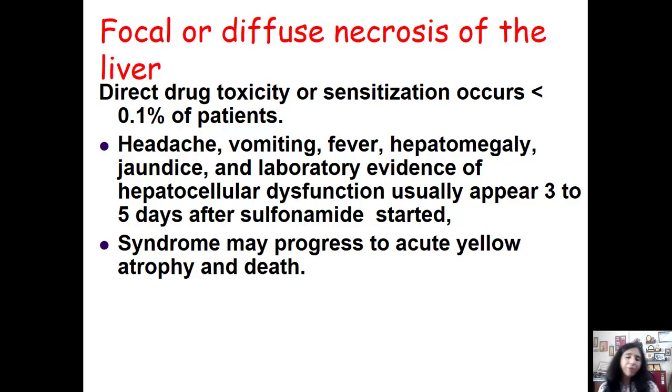So there are some rare toxicities which are also seen. Less than 0.1% of the patients might present with hepatotoxicity, and that is characterized by vomiting, fever, hepatomegaly, jaundice, and this will appear 3 to 5 days after sulfonamide therapy is started. The syndrome may progress to acute yellow atrophy and death. So this can also be one of the complications.